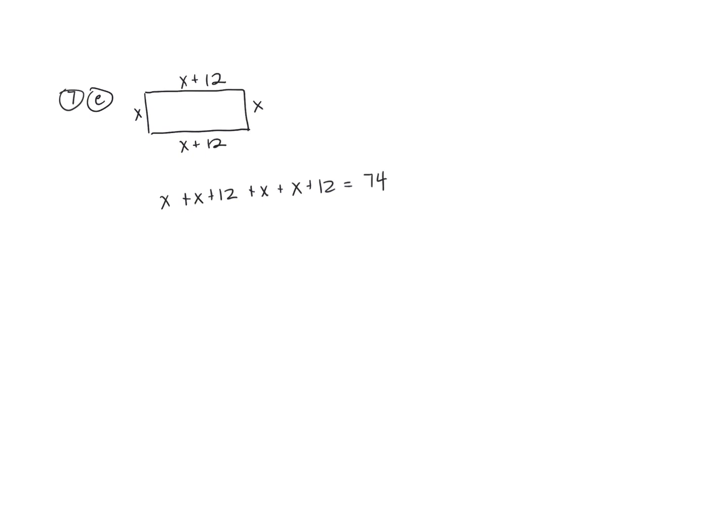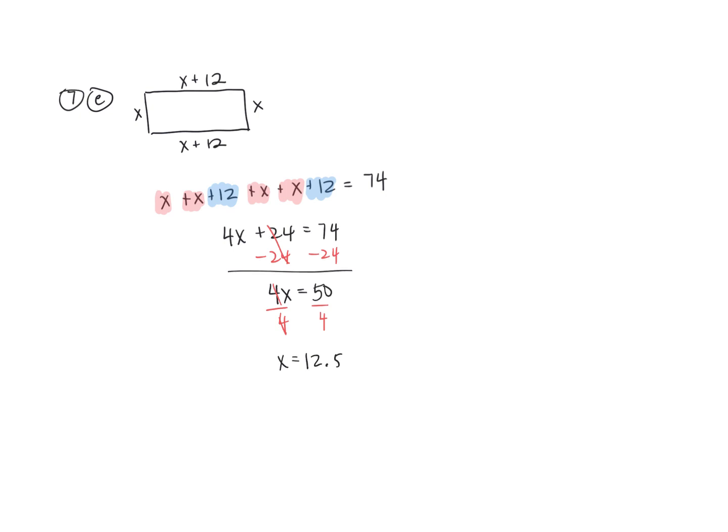74. I'm going to combine like terms. So I have 1, 2, 3, 4x. Constants are 12 and 12. When I add those together, I get 24. Now to solve, I'm going to subtract 24 from both sides. So I get 4x equals 50. Divide by 4. So x is 12.5.